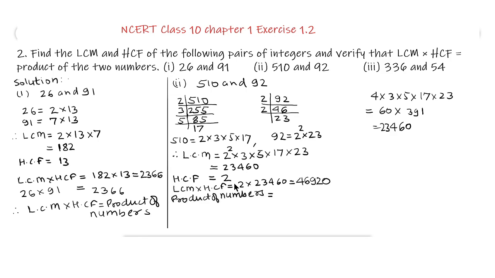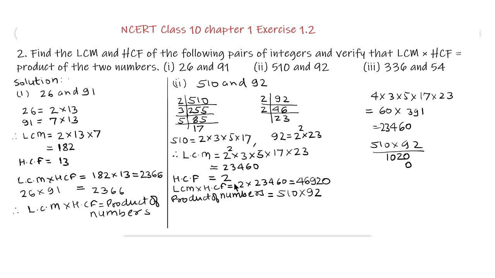Product of numbers equal to 510 multiplied by 92. So we multiply 510 by 92. 2 times 0 is 0. 2 times 1 is 2. 5 times 2 is 10.